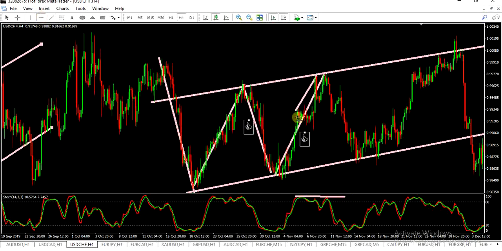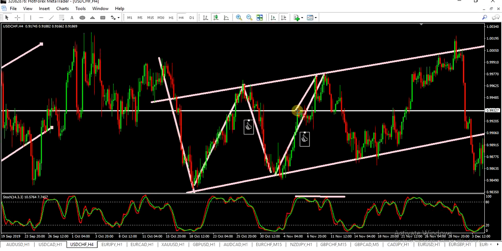Now you wait for price to come back and break the previous high on the chart, this time around, not on the oscillator. If you're still finding this confusing, guys, go back to my first video and watch how to trade divergence.